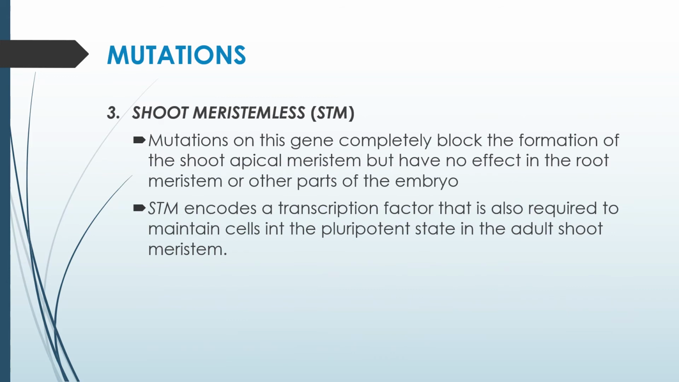Okay? So next is the SHOOT MERISTEMLESS, or the STM. This is a mutation on the gene completely blocking the formation of the shoot apical meristem but having no effect on the root meristem or other parts of the embryo. So, STM encodes a transcription factor that is also required to maintain cells in the pluripotent stage in the adult shoot meristem. Okay? So, here, this is another mutation in the shoot meristem.